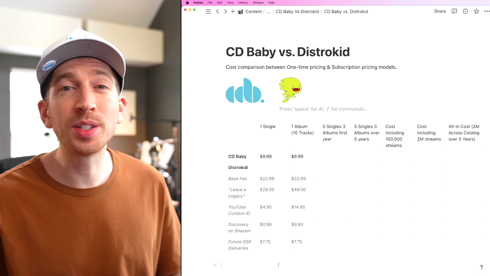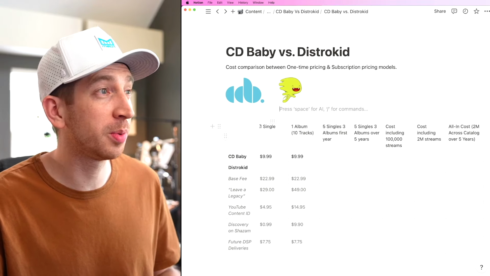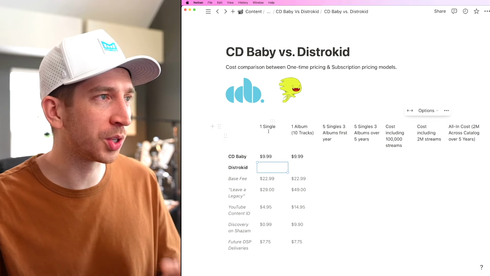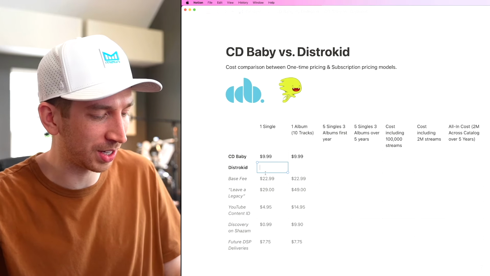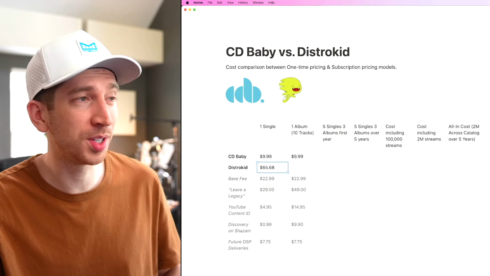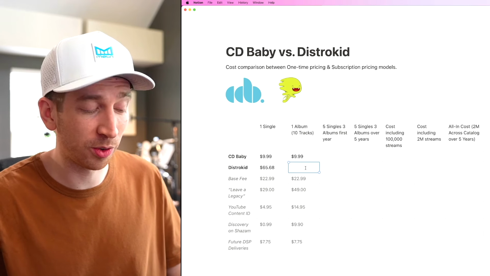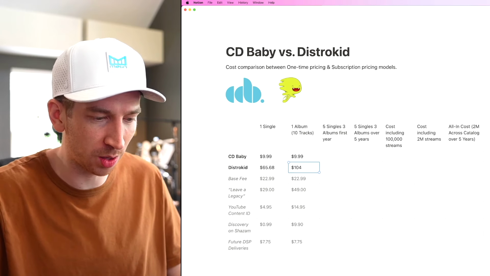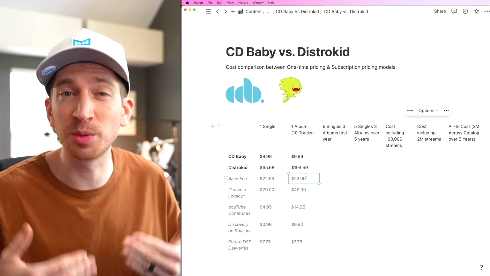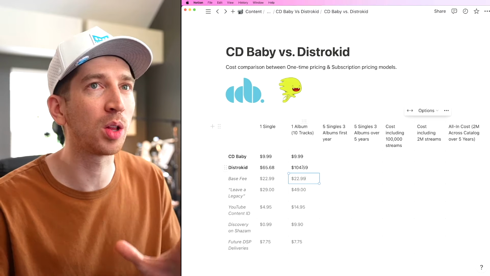So already, as you can see, this is producing a much higher cost for the first year, whether you're distributing just one single or you're distributing one album. So the true cost to release one single on Distrokid is actually $65.68, which is way more than CD Baby. And the cost to release an album on Distrokid for the first year is $104.59. But let's see how this plays out as we release more music and as more time goes on. That's what these next two columns are all about.